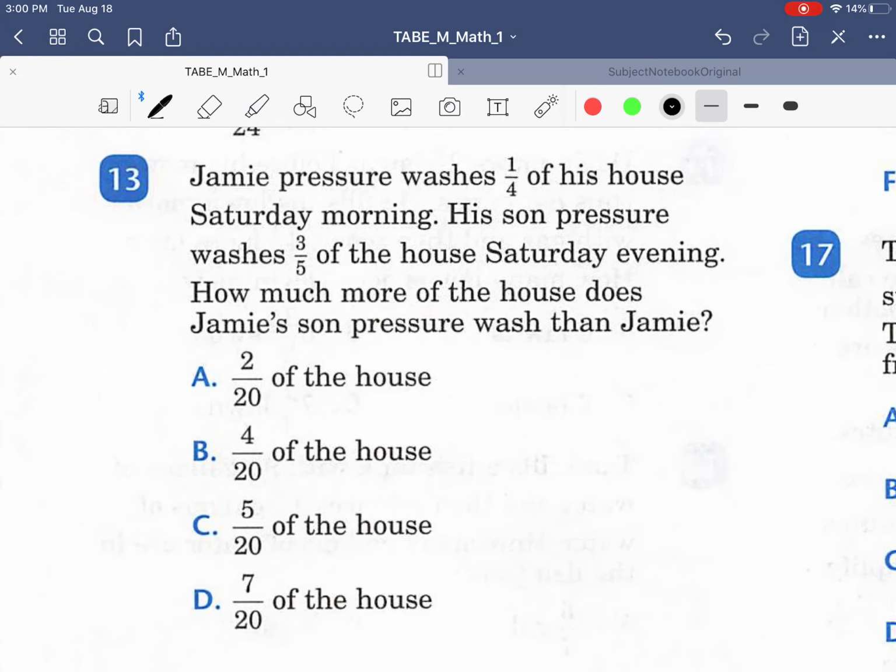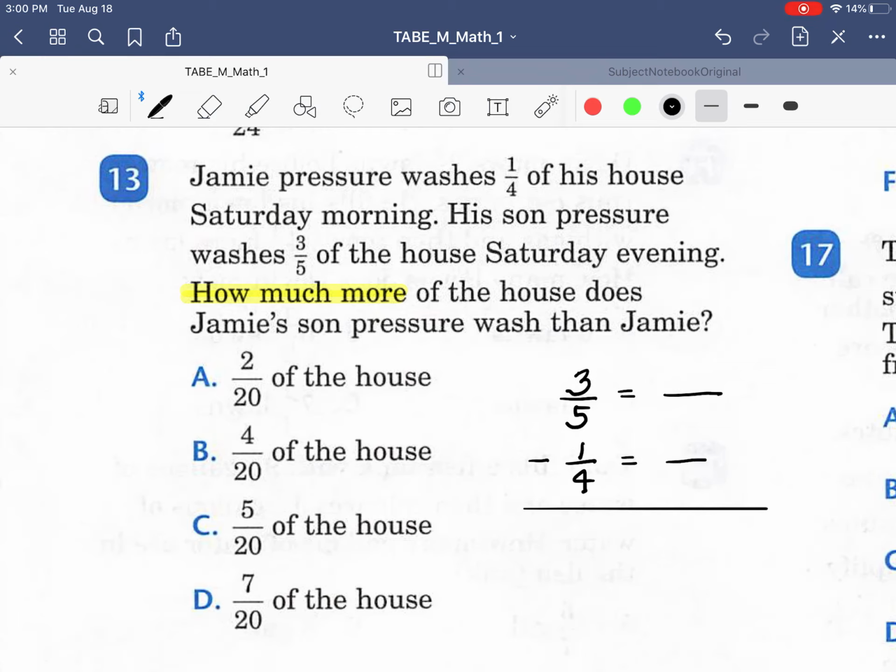Number 13. Jamie pressure washes a fourth of his house Saturday morning. His son pressure washes 3/5 of the house Saturday evening. How much more, that's subtraction, of the house does Jamie's son pressure wash than Jamie? So we have 3/5 minus a fourth.